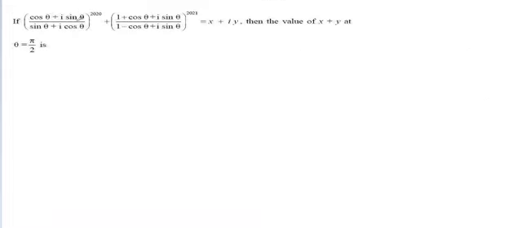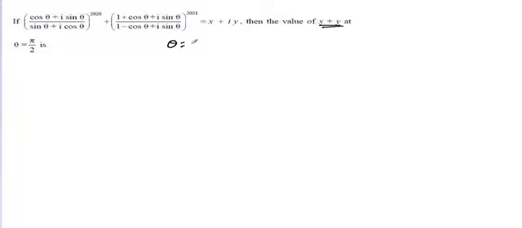If (cos θ + i sin θ)^2020 / (sin θ + i cos θ)^2020 + (1 + cos θ + i sin θ) / (1 − cos θ + i sin θ))^2021 is equal to x + iy, then find the value of x + y at θ equal to π/2.